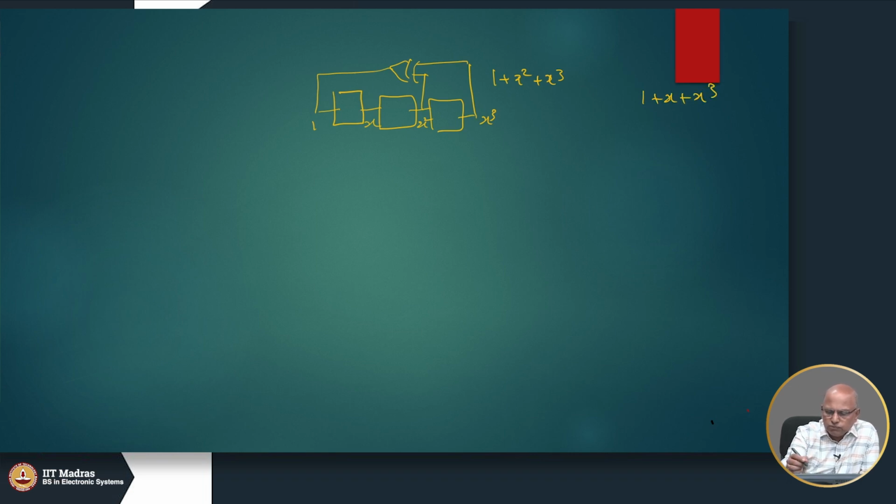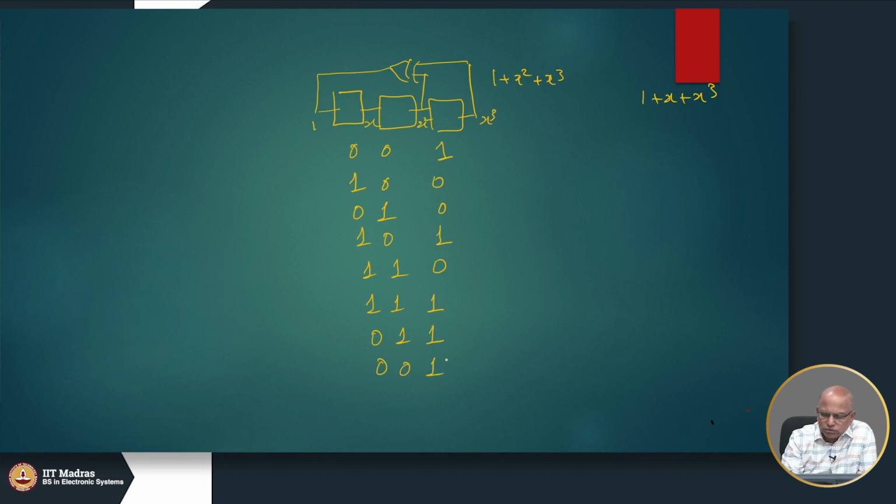Okay. So, if you start with 0 0 1 as the test seed of the LFSR, then the next cycle will be 1 0 0. Then it will be 0 1 0. And then it will be 1 0 1. And then 1 1 0. And then 1 1 1. And then 0 1 1. And lastly 0 0 1. So, you can see there is a sort of correlation between these two signals.